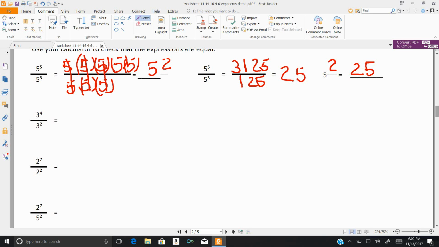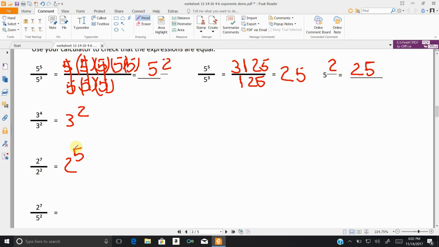Now that you're back, hopefully you noticed you write 4 3s in the numerator, 2 3s in the denominator. You canceled 2 of the 3s, so you wrote 4, you canceled 2 of them. You're left with 4 minus 2. Here you wrote 7 2s in the numerator, 2 2s in the denominator, so you canceled 2 of the 7 2s. You're left with 5.